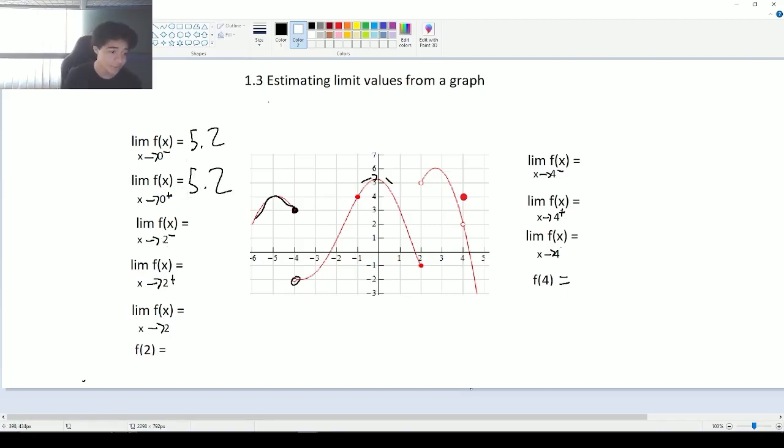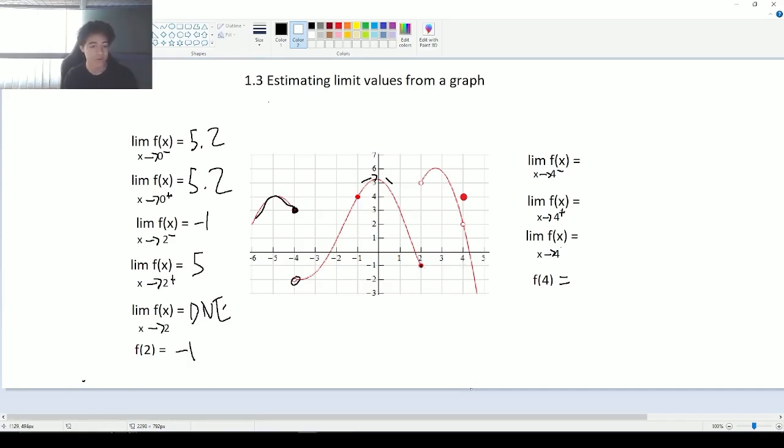Now let's look at 2. From the left side, it's approaching -1. From the right side, we look at this line up here because it's coming from the right, and it's approaching 5. Limit of f of x as x approaches 2: well, they disagree because -1 and 5 are not the same number, so this does not exist. f of 2, this one's a little bit trickier. This point up here does not exist because it's an open circle. So the actual point on the graph at 2 is going to be down here. It's going to be -1.